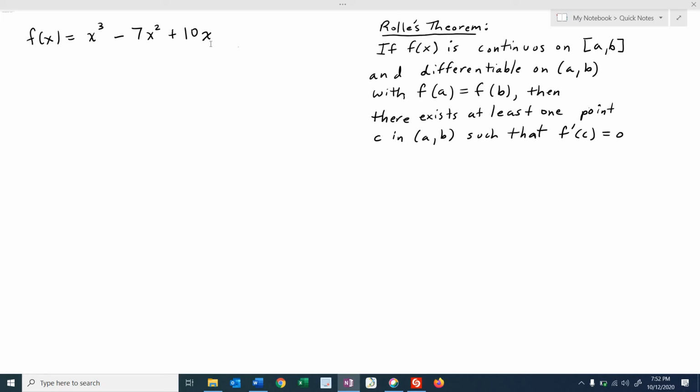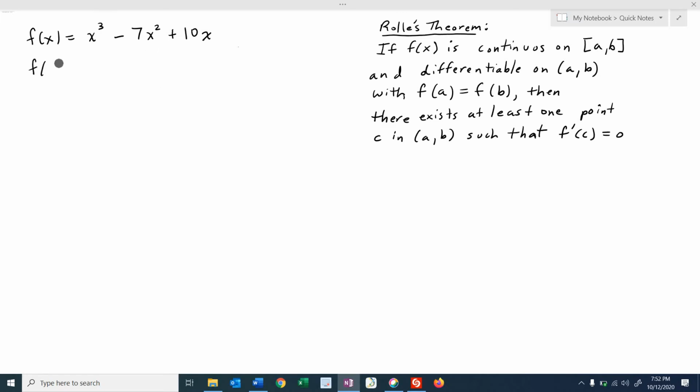Okay, so this is the function that we're given. We're actually supposed to find an interval to apply Rolle's theorem. So let's first find the interval that we're going to use to apply Rolle's theorem. Now here's how we're going to find that interval.